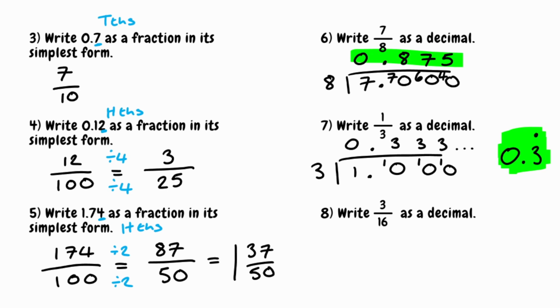Okay, and for this final question, we want to write 3/16 as a decimal. So let's move this to a new page. We've got a little bit more room. Okay, so similar to before, to write 3/16 as a decimal, all I'm going to do is the numerator divided by the denominator. So I'm going to use short division again. All I'm going to do is 3 divided by 16.